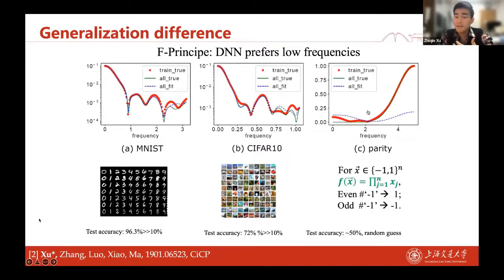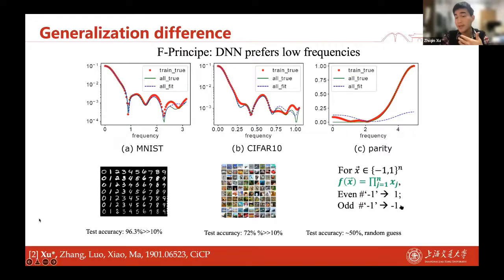But for another function, called the parity function, which is defined on -1 and 1 in each dimension, the output is the product of each dimension. It's called a parity function because it's equivalent to counting the number of -1. If it's an even number of -1, its output is 1. Otherwise, it's -1.